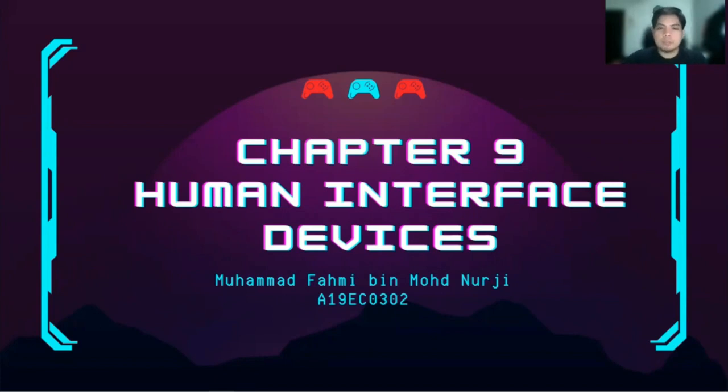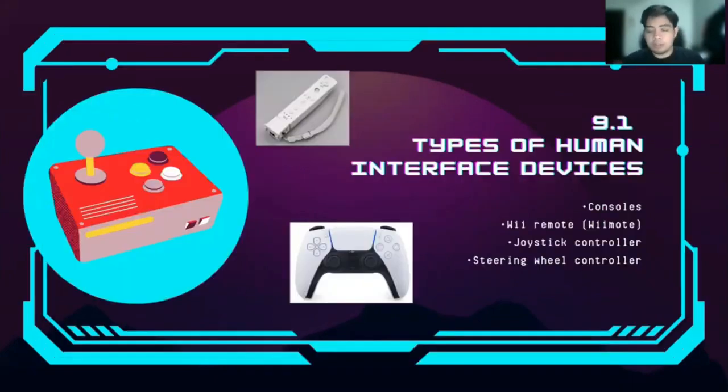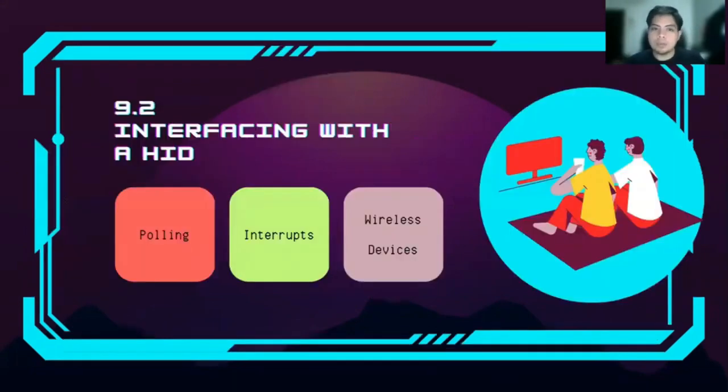So we go to the first subtopic. There are a lot of human interface devices, such as consoles, Wii remote, joystick controller, steering wheel controller, and also the mouse and keyboard. Next, we go to 9.2, interfacing with a HID.